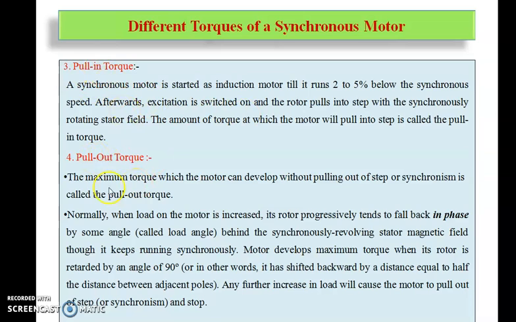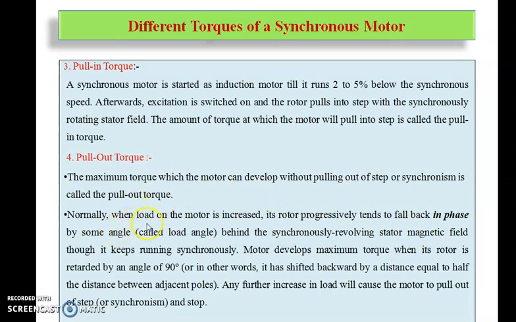Pull-out. The maximum torque which the motor can develop without pulling out of step or synchronism is called the pull-out torque. Earlier we saw running torque. The maximum torque occurs when the machine is rotating at full speed, and it will receive maximum torque. The pull-out torque means the maximum torque which the motor can develop without becoming unstable or losing its control.